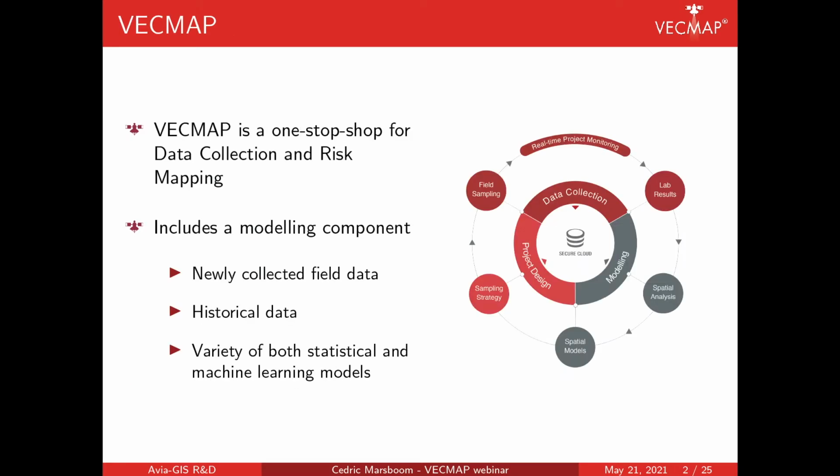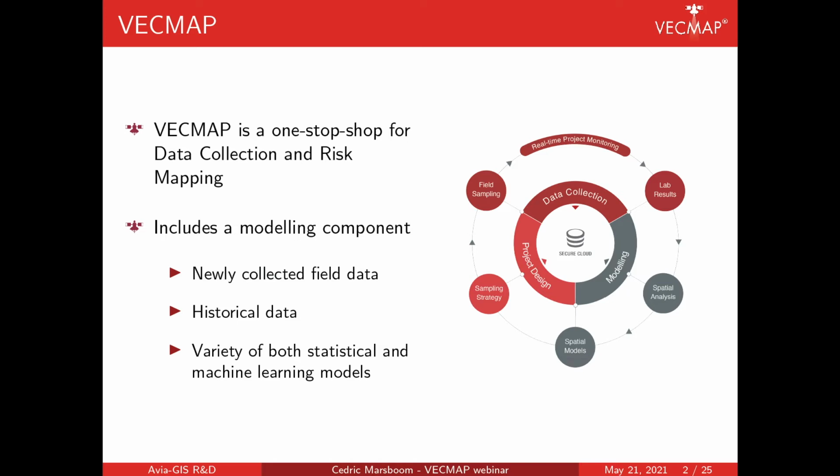So as Guy already said, this is part of our VECMAP webinars, where VECMAP is our software package which deals with everything from data collection to modeling and everything in between. With this modeling component, you can model newly collected data, historical data, with different types of models, so both statistical models, machine learning models, depending also on your data actually, and which type of data model works best for your data.